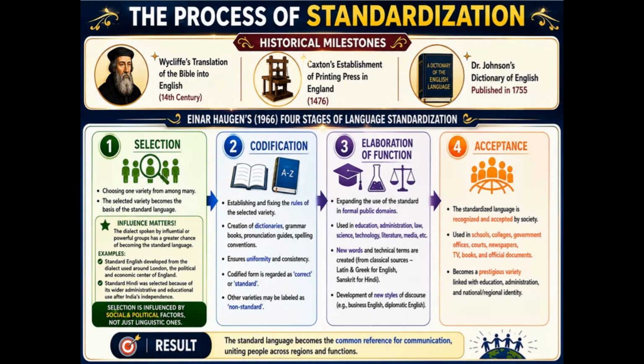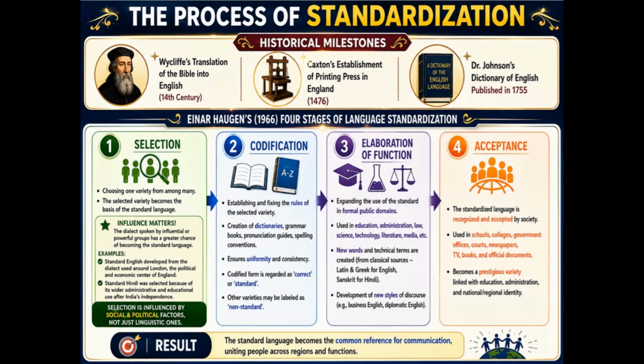And these 4 stages are selection. First, we have to select the standard variety. Second is codification. Then elaboration of function and acceptance. We will discuss one by one. Selection. The first stage is selection, means choosing one variety among many varieties spoken by people. This selected variety becomes the basis of the standard language.